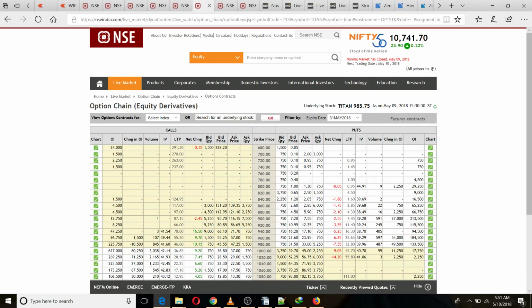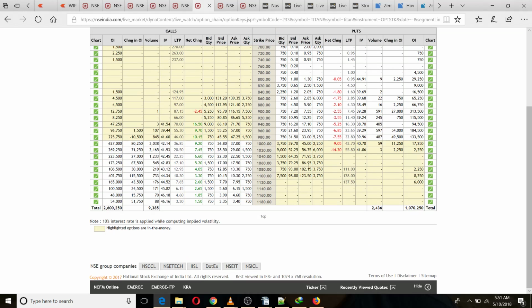Okay, so here also I wanted to show, because I just analyzed Titan. What I want to show here is, if you see the options data in Titan, it is saying that Titan is not going up. Now this is important, so listen carefully. Titan is not going up.